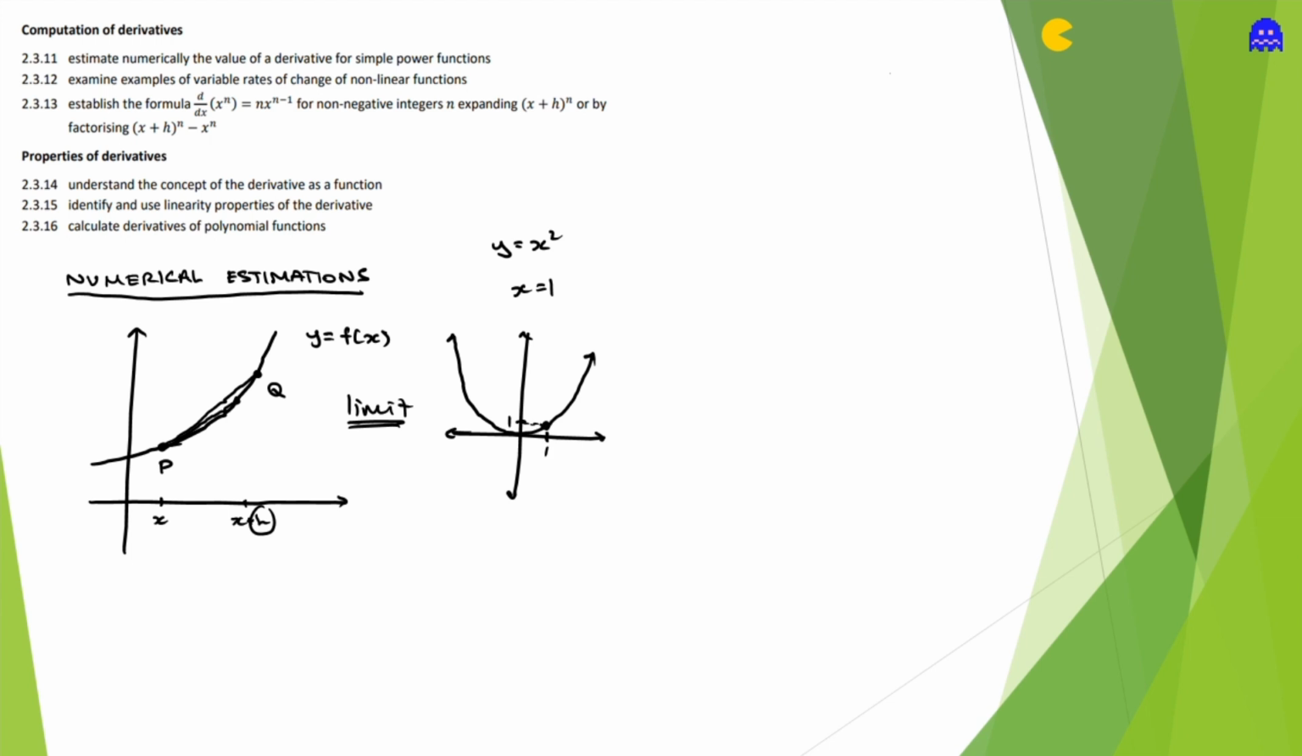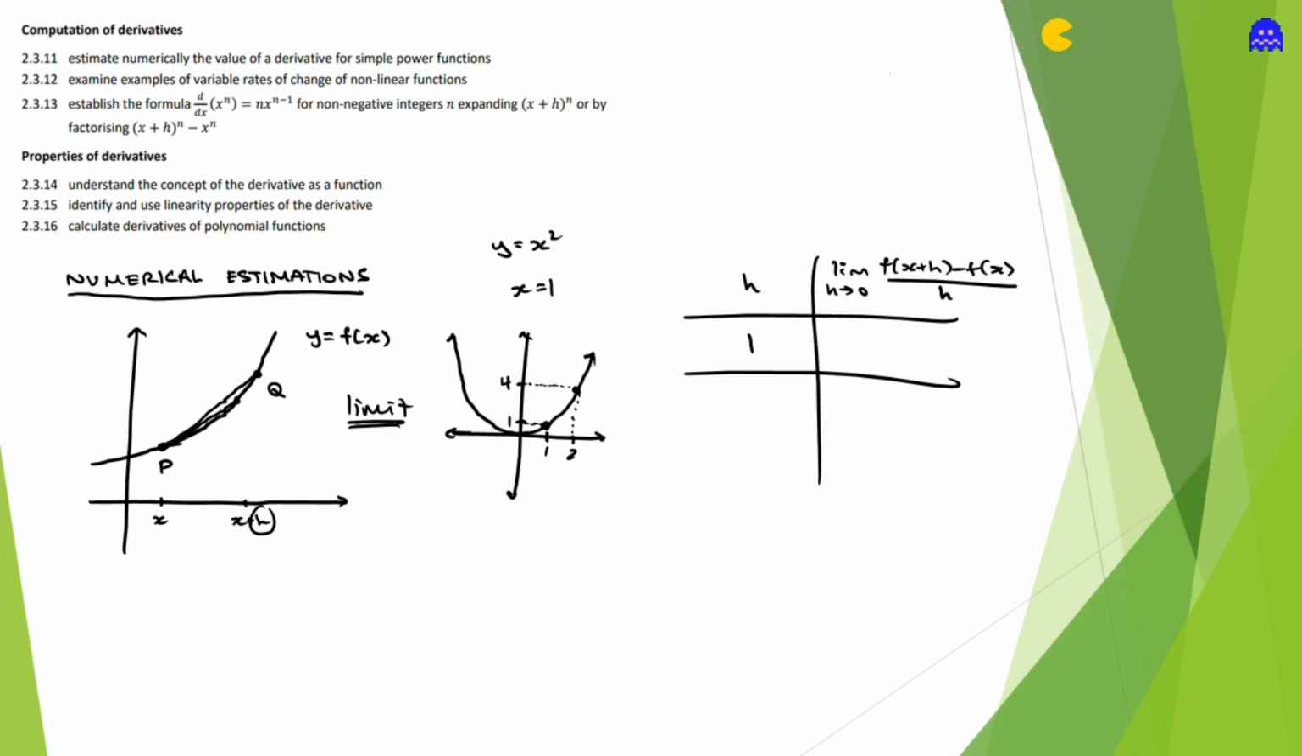We can consider any point along the curve. Let's say we pick the point 2, and at 2 we know y equals 4. So we have our value of x that we're choosing, and we are trying to calculate the limit as h tends towards 0 of f of x plus h, and here h is 1.